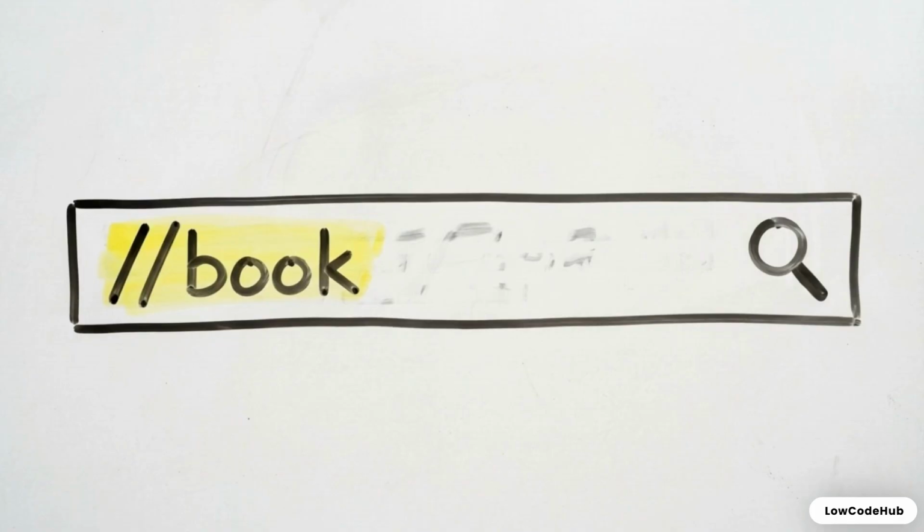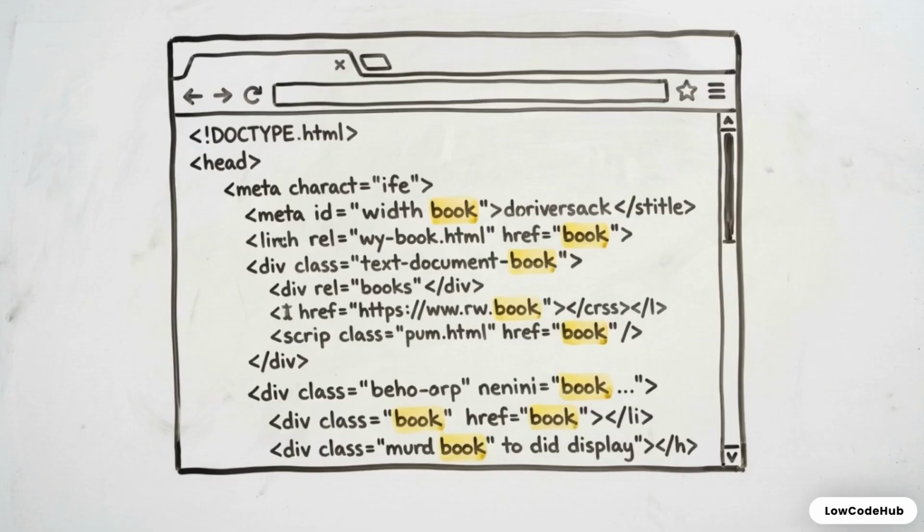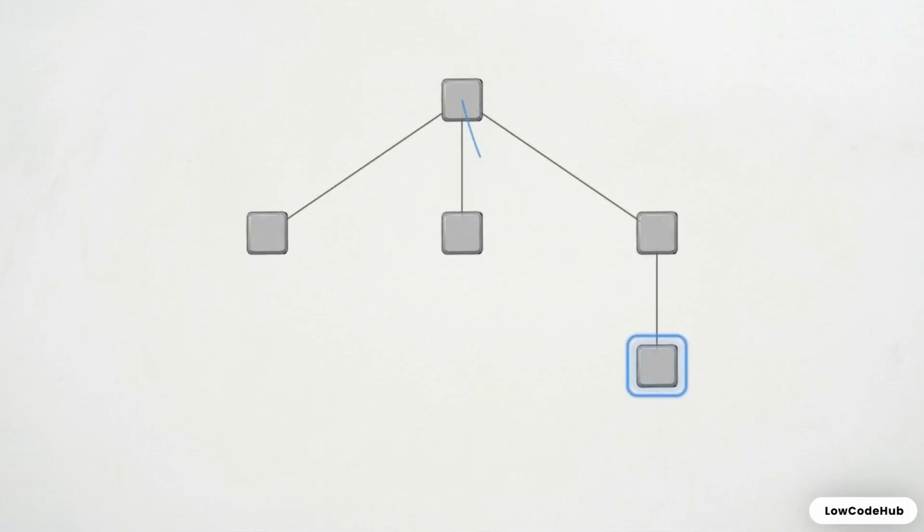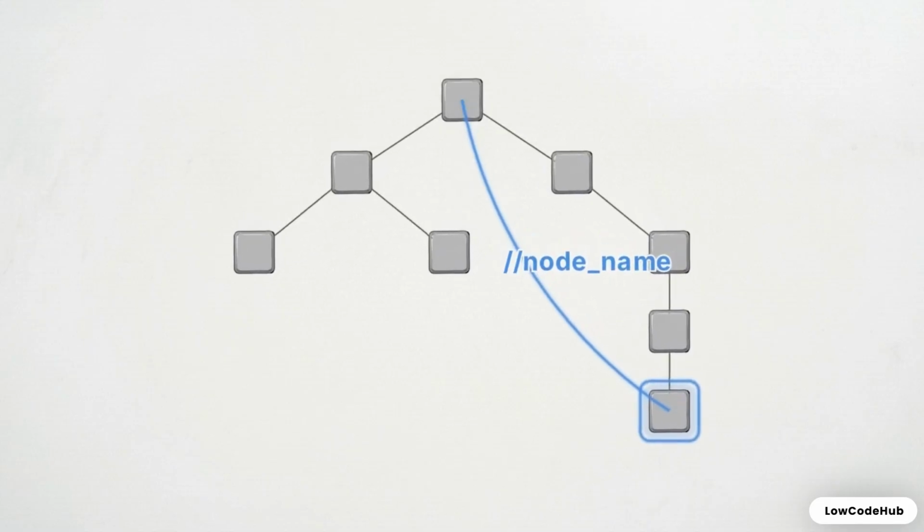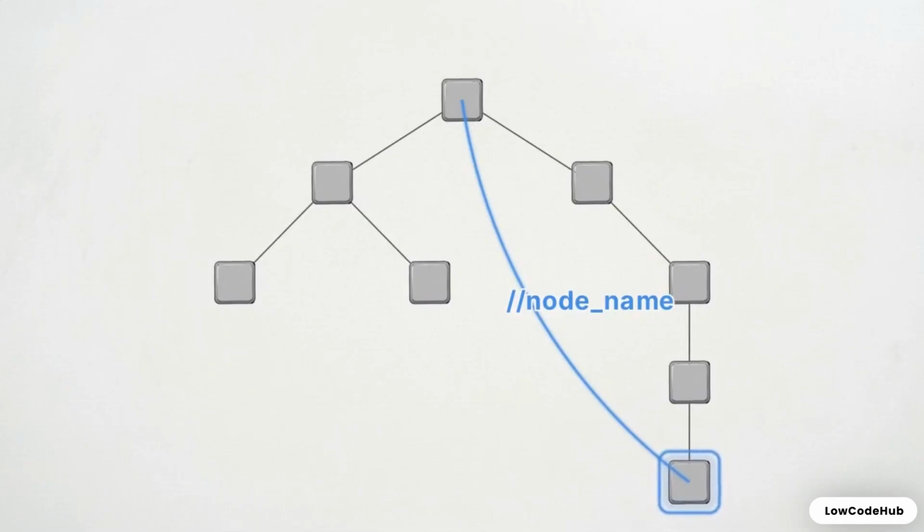Clear your search bar and type a double slash followed by your target node name. You get the exact same data, but with a fraction of the code. Because relative paths do not rely on the exact structural hierarchy, they remain resilient even if the parent layers of the XML document are updated in the future. This makes them the standard best practice for developers.